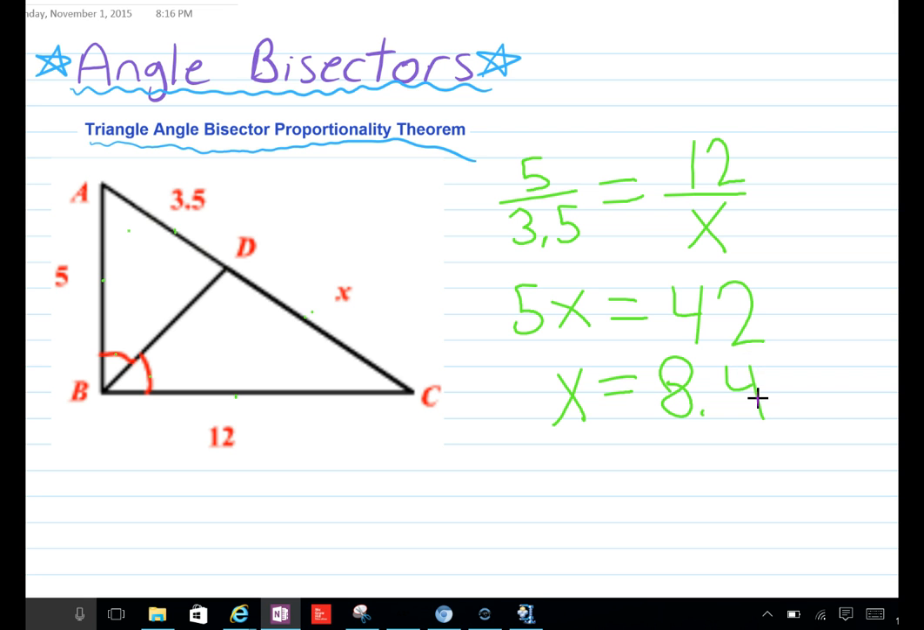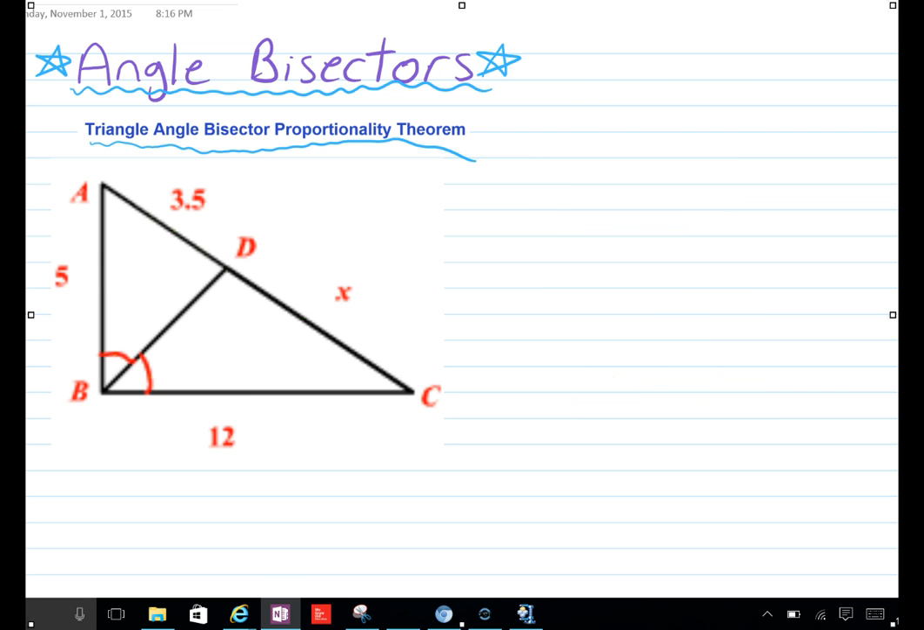And we could have set it up a whole different way as well. We could have said, for instance, instead of comparing these two sides first, we could have crossed the triangles and said, this side is to this one, 5 is to 12, as this side is to this one, 3.5 is to x. However you would choose to set it up, doesn't matter because you're going to get the same thing. We're still doing 5 times x, we're still doing 3.5 times 12. And there you go. That's angle bisectors in a nutshell.